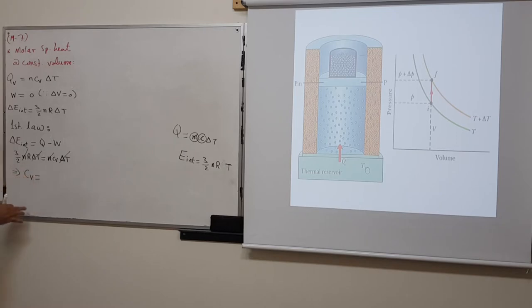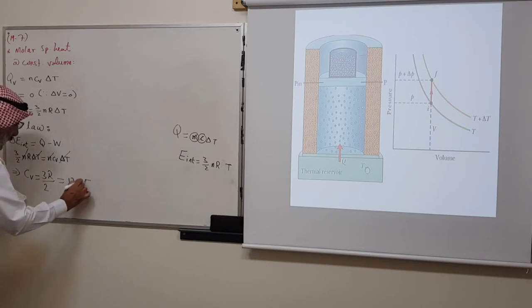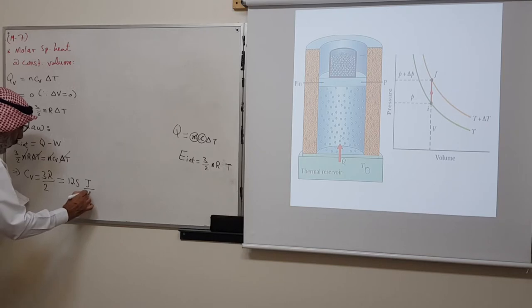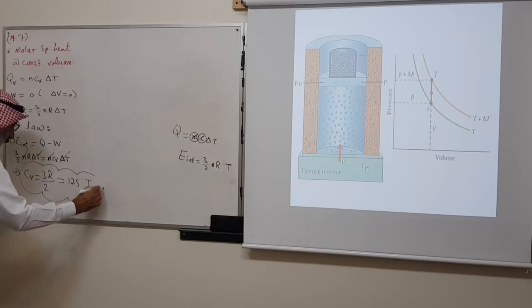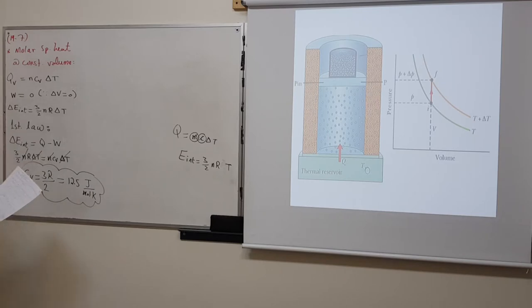The molar specific heat of an ideal gas at constant volume is equal to 3R/2. And this is just a number. R is 8.31, so you can plug it in here and find that this is 12.5 joule per mole Kelvin. Here is the molar specific heat of an ideal monoatomic gas at constant volume.